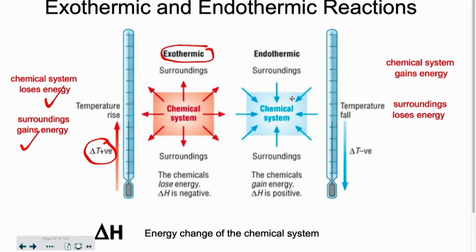On the other side, when you see that my chemical system is colder, here heat has to come from outside to get this reaction going. This is endothermic. Endo means entering. So in this case, heat has to enter. And you can see here my surroundings will lose heat, because the temperature of the surroundings will go down. An example of this would be an ice pack.